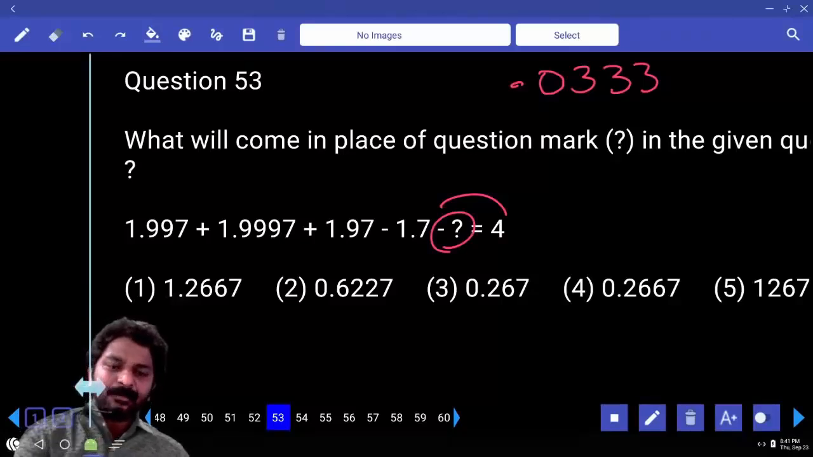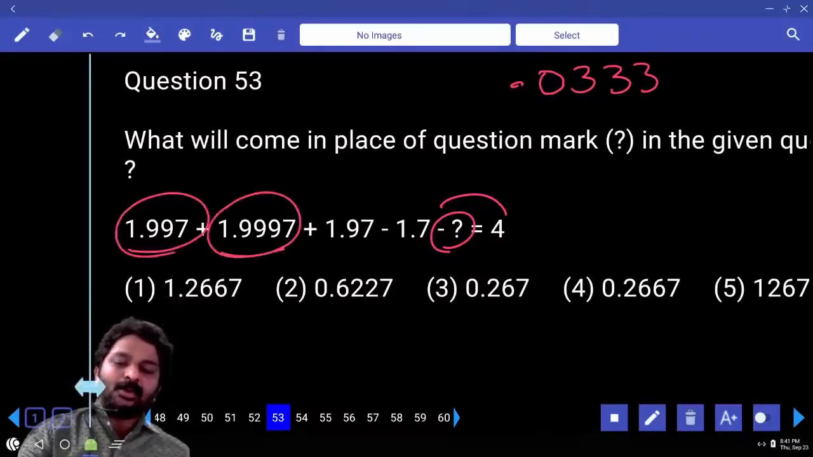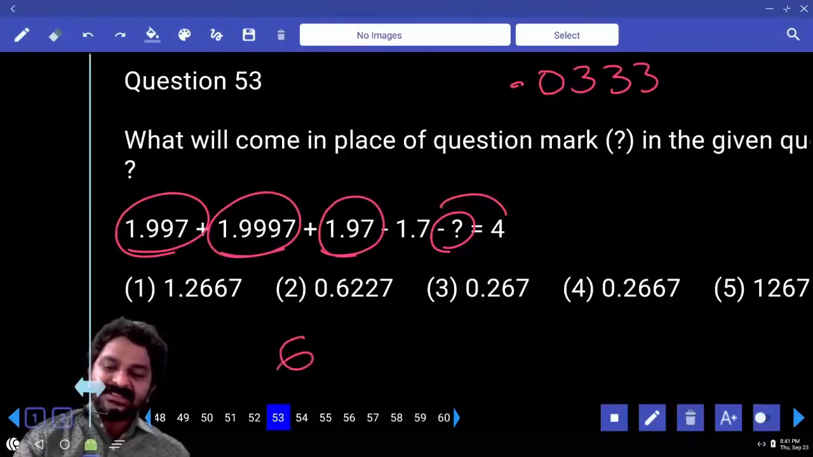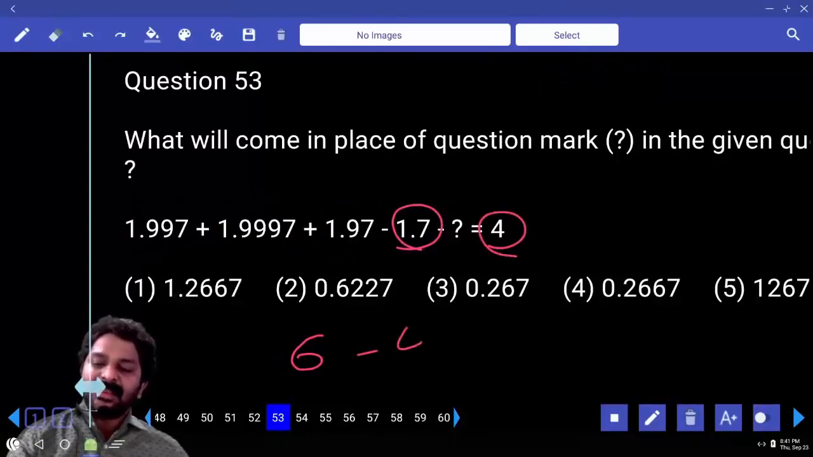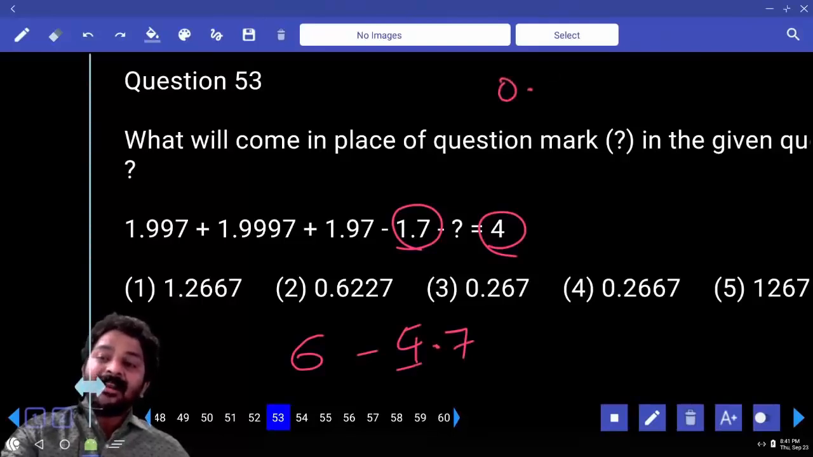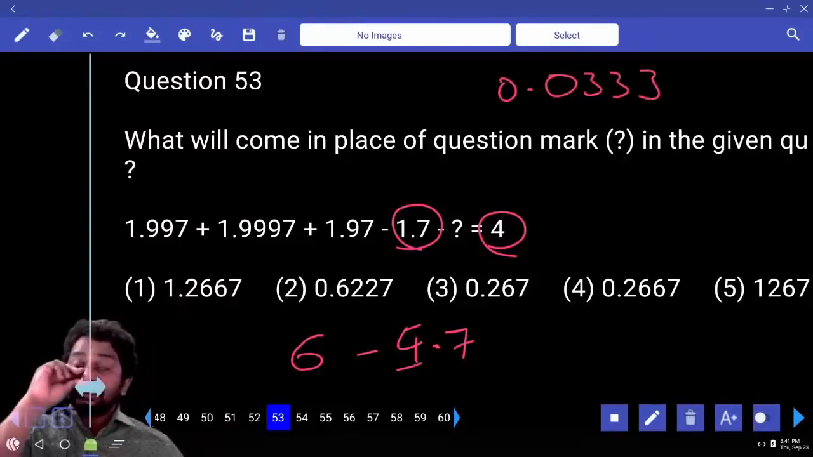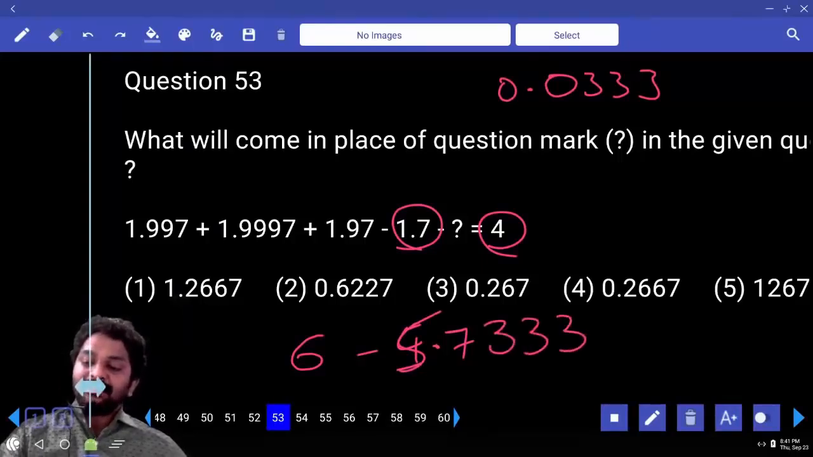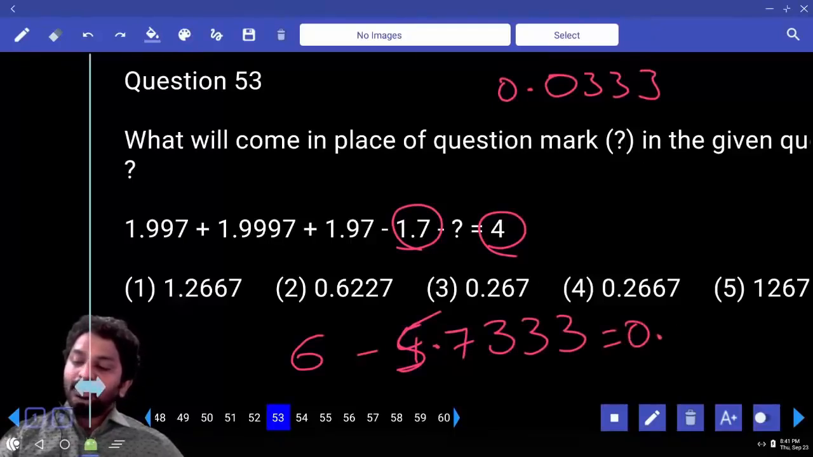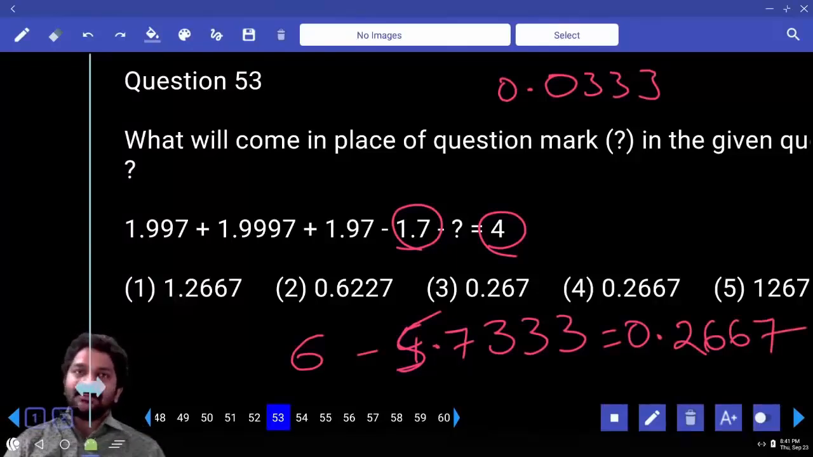Is this clear so far? Rounded up to 2, 2, 2. How much is that? 6. And now minus 1.7 minus 4, that is minus 5.7, and already we have used positive number 0.0333. So the same we have to subtract. So now we have to subtract 5.733. That means the answer must end with 0.2667. Fourth option final.